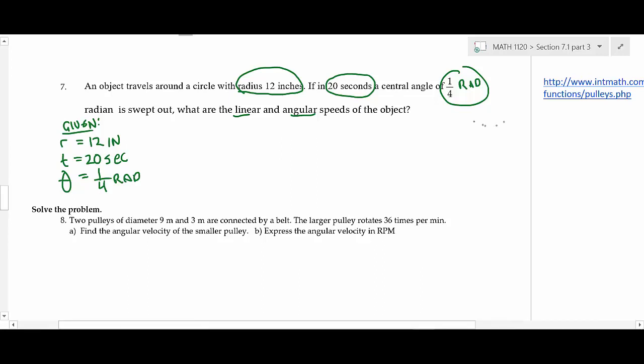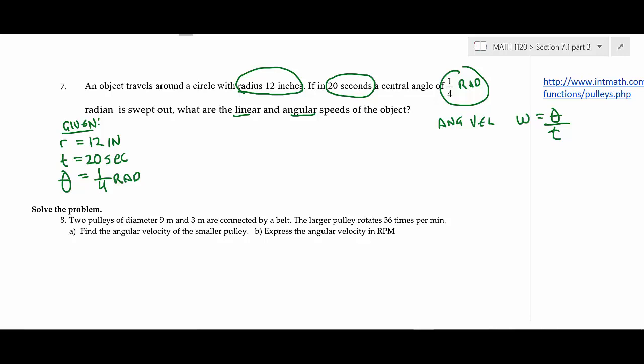So here's the formulas. First of all, for angular velocity, we have this general formula. That is omega equals theta over t, okay? So do I have theta and do I have t? Yeah, that's how you would do the problem. Okay, you do that formula.